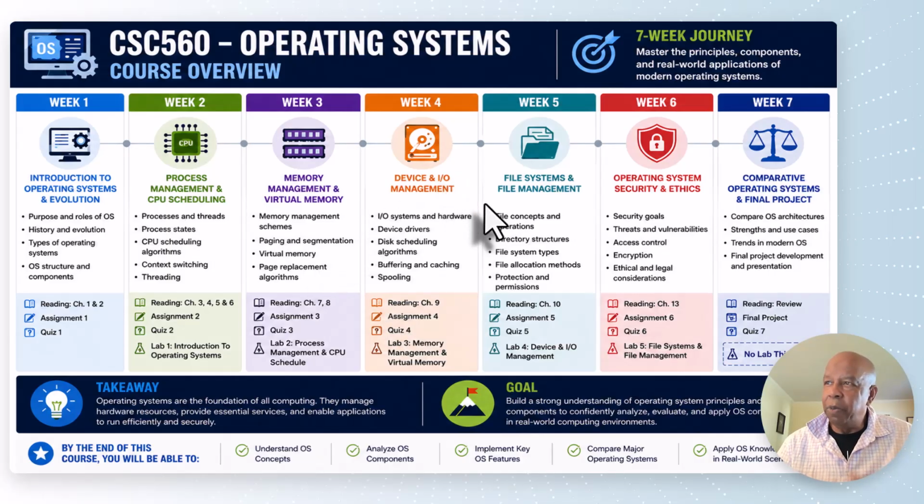In week five, we're going to be talking about file systems and file management. In this particular week, we're going to talk about file concepts and operations, directory structures, file system types, file allocation methods, protection, and permissions. Week six, we'll be delving into operating system security and ethics. What are our goals in the operating system as far as what security features it should have, threats and vulnerabilities, access control, encryption, ethical and legal considerations.